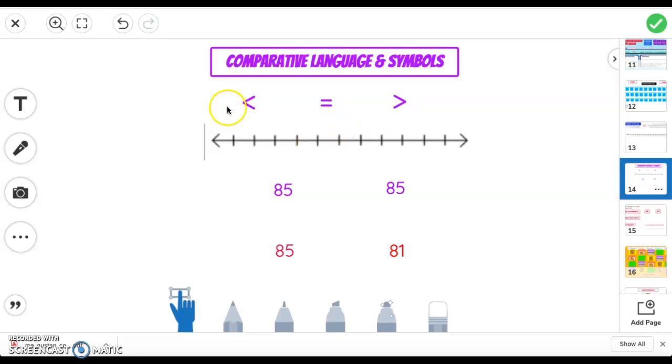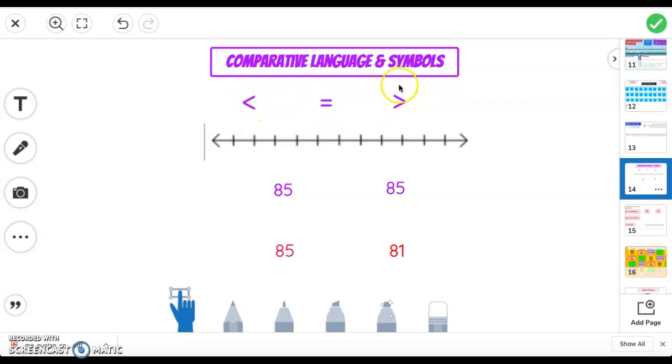Now, how can I tell them apart? Well, on the side where the arrow is closed, whatever is on that side of the arrow is the smallest, and the greater number always goes to the greater opening. So with the greater than symbol, the greater number would go on this side, and the number that has the lesser value would go on this side right here. If both numbers are the same, then we say they are equal, and we use the equal sign.